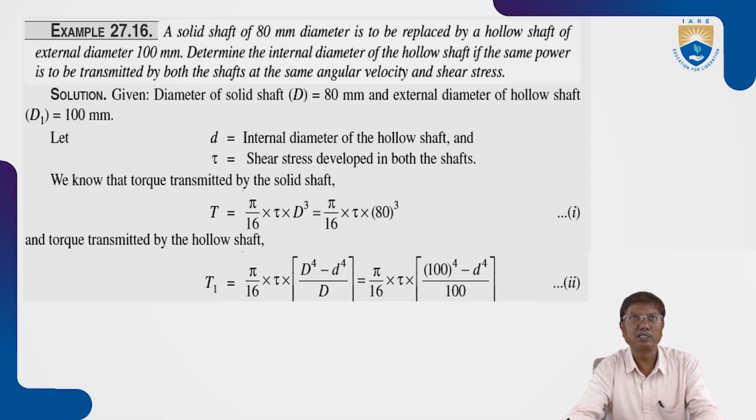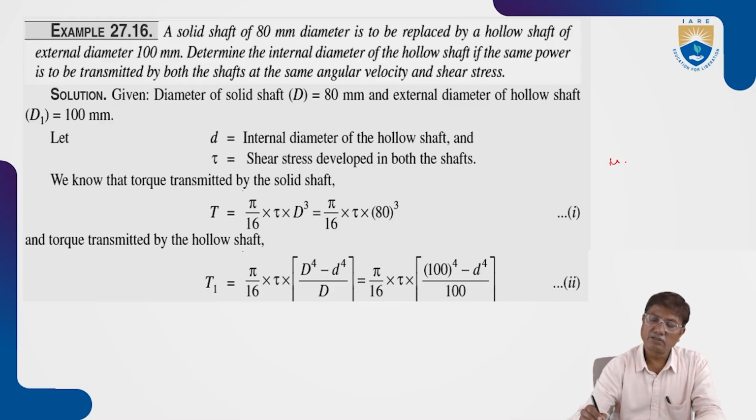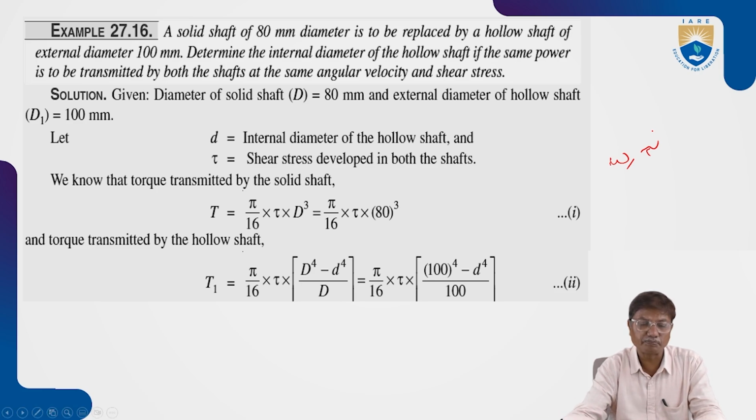That is the second example. Now let us see another example. A solid shaft of 80 mm dia is to be replaced by a hollow shaft of external dia 100 mm. Determine the internal diameter of the hollow shaft if the same power is to be transmitted by both the shafts at the same angular velocity and shear stress. So angular velocity and shear stress are same. Shear stress means tau are same.